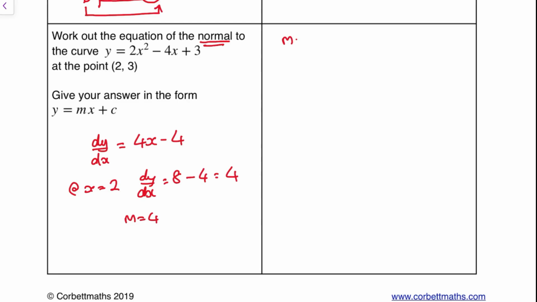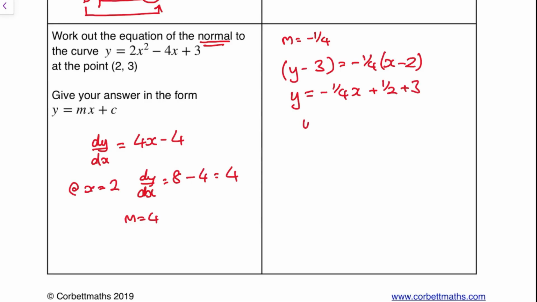However, I want the gradient of the normal, so that's a negative reciprocal. My negative reciprocal is minus 1 over 4. Let's put that into my y minus y1 equation. So y minus the y value, which is 3, equals minus a quarter times x minus the x value, which is 2. Let's do some expanding and collecting. So y equals minus a quarter x minus minus 2 quarters, which is a half, plus the 3 I'm bringing over, and that gives me y equals minus a quarter x plus a half plus 3, which is a half plus 6 halves, which is going to be 7/2.